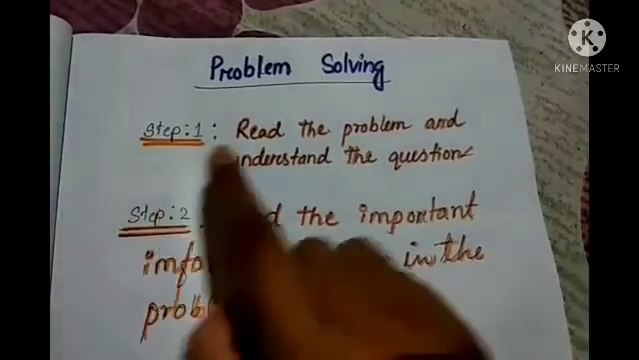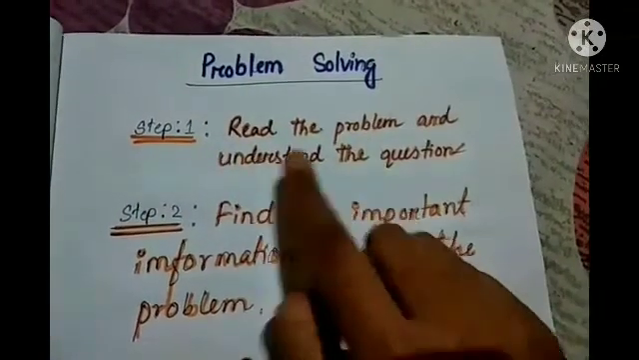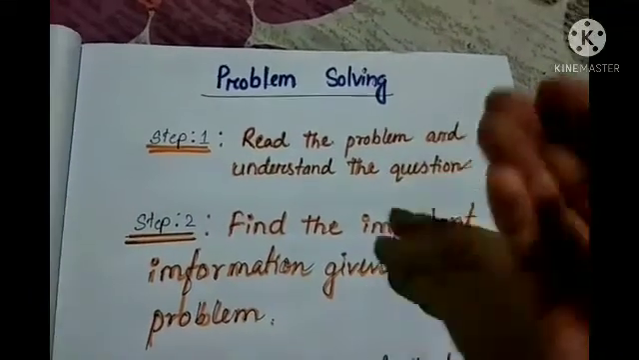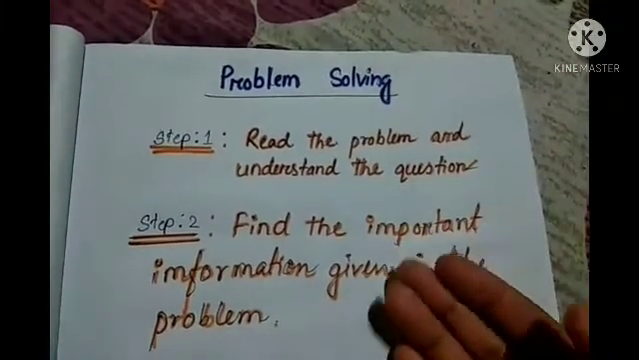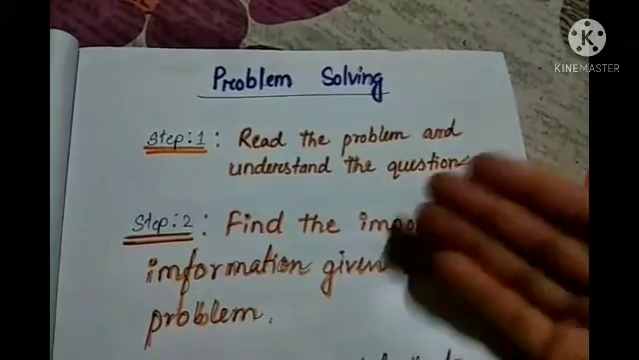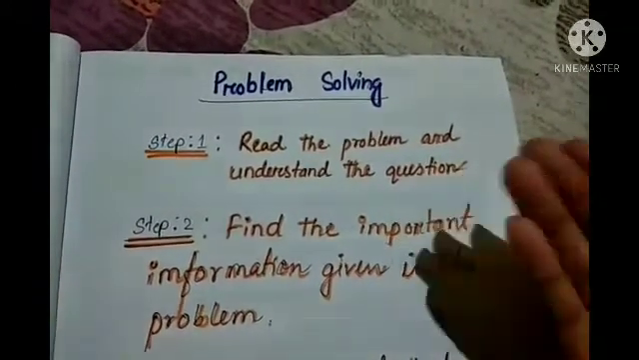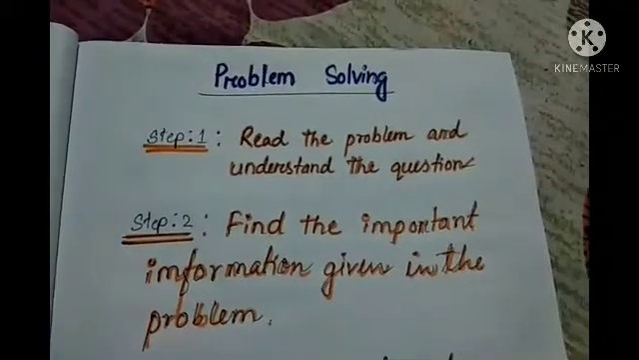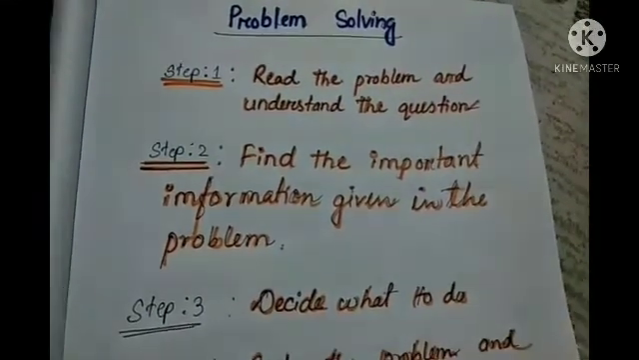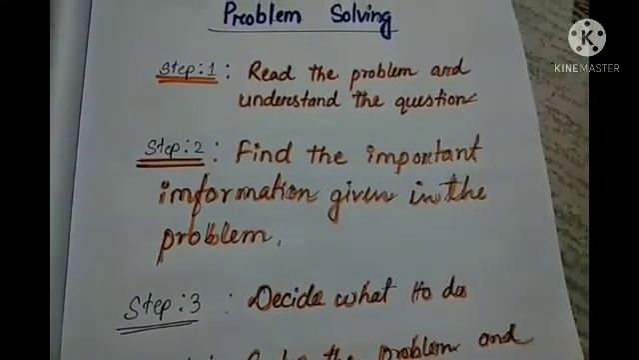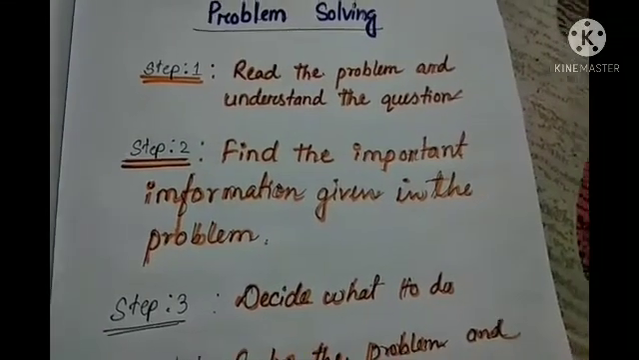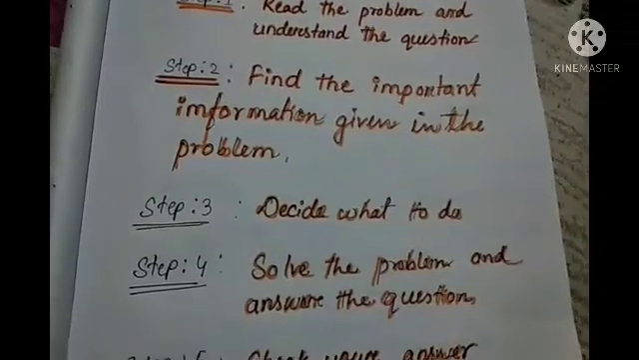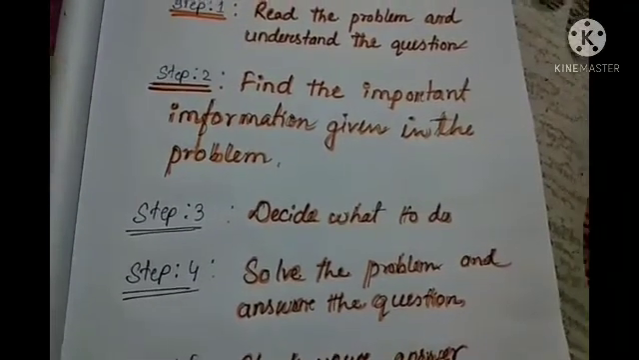Step number 1, read the problem and understand the question. Okay, so this is very important. So whenever a question is given to you, you have to read it first and then you have to understand what is asked in the question. Step number 2, find the important information given in the problem. That means what information, what values are given in the question, you have to find that out. Step number 3, decide what to do. That means what operation you have to choose, you have to decide that.